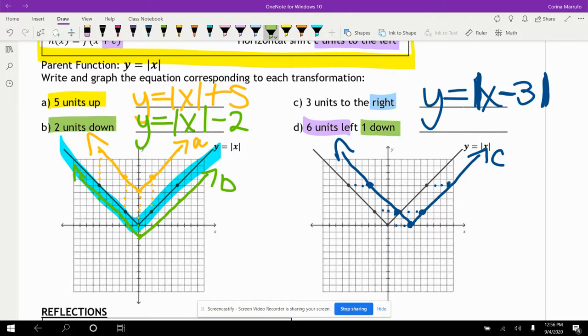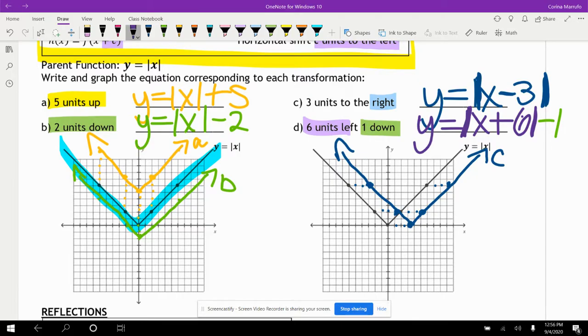Okay, so I'm going to write the equation on my line real quick. It is going to be y equals the absolute value of x. Since we're moving to the left, it's going to be plus, and we're moving to the left 6 units, so it's going to be plus 6. I close my absolute value, and then we're going to move 1 unit down. So at the very end, you're going to put minus 1, and that's what shifts it down.